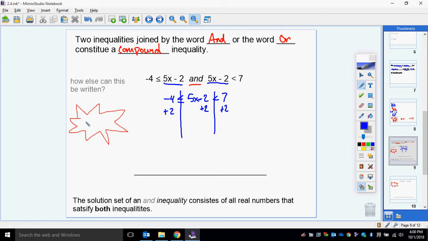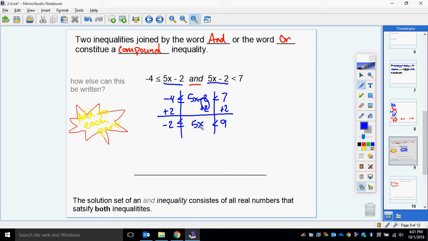So that's what I want you to put in this little reminder, that you need to add or subtract to each part. Okay, so there's 3 parts and we added 3 times. So my 2's zero out. I can drop down my inequalities, they don't flip. 7 plus 2 is 9. Drop down my 5x, and negative 4 plus 2 is negative 2.